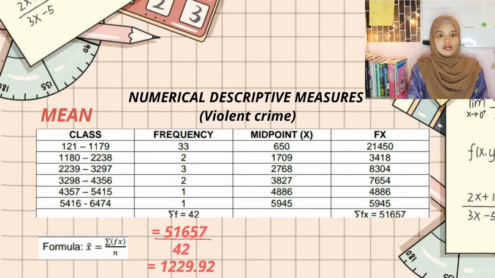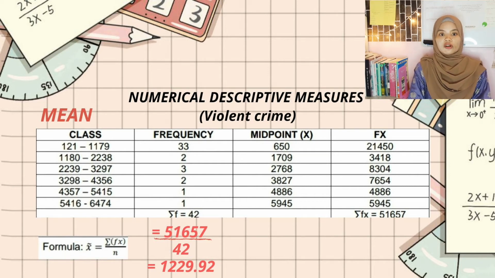My part is numerical descriptive. For violent crime, firstly I draw a table with columns. Column 1 is class, the second column is frequency, the third column is midpoint, and the fourth column is fx. To get the midpoint, add the class limits, 1179 plus 1121, and divide by 2. For fx, it is frequency times midpoint. The formula for the mean is summation fx divided by n.